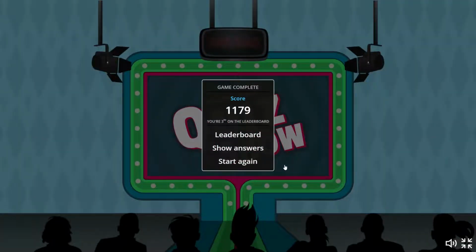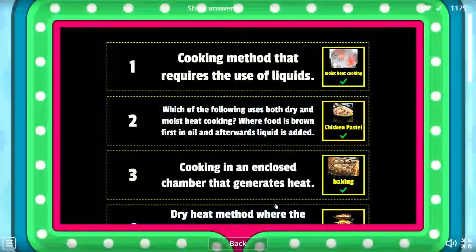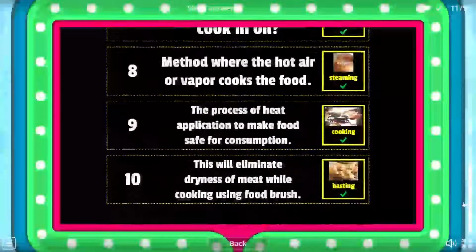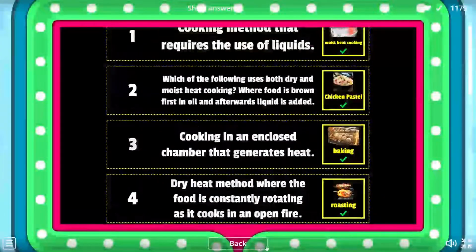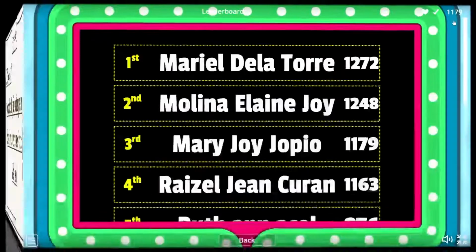So it will give you the score. You can click the show answer. So here are the correct answers. You can scroll down to check. Then you are asked your name. So in here, you have to write your full name, just to check if it's really you who took the test.